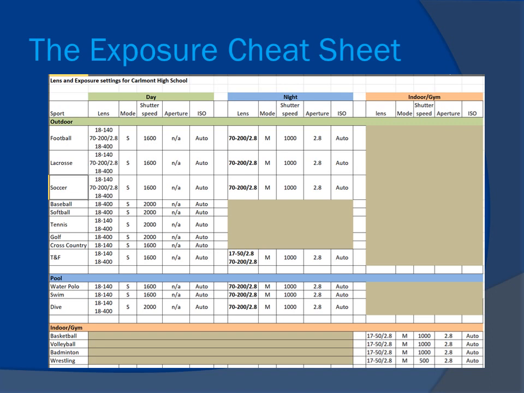This is an example of the exposure cheat sheet. Down the left side are the sports. Going across are the lighting conditions: day, night, and indoor or gym. And within each section is first the lens for that particular sport and lighting condition, then the exposure: mode, shutter speed, aperture, and ISO.